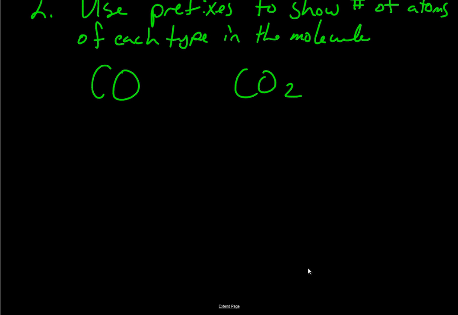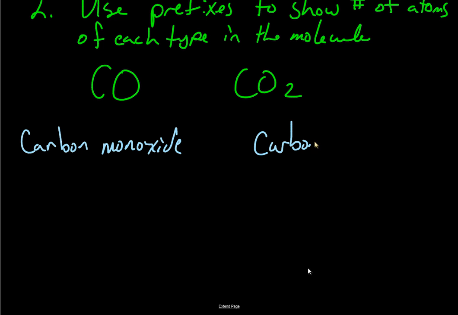So for this, I'm going to give you the name first, then we're going to go through the logic. The first one here is carbon monoxide. The second one is carbon, what do you want to guess? Dioxide. Okay, so what we're doing here is we're naming these with prefixes to tell us the number of atoms of each type. Mono means one oxygen. Di means two oxygens.